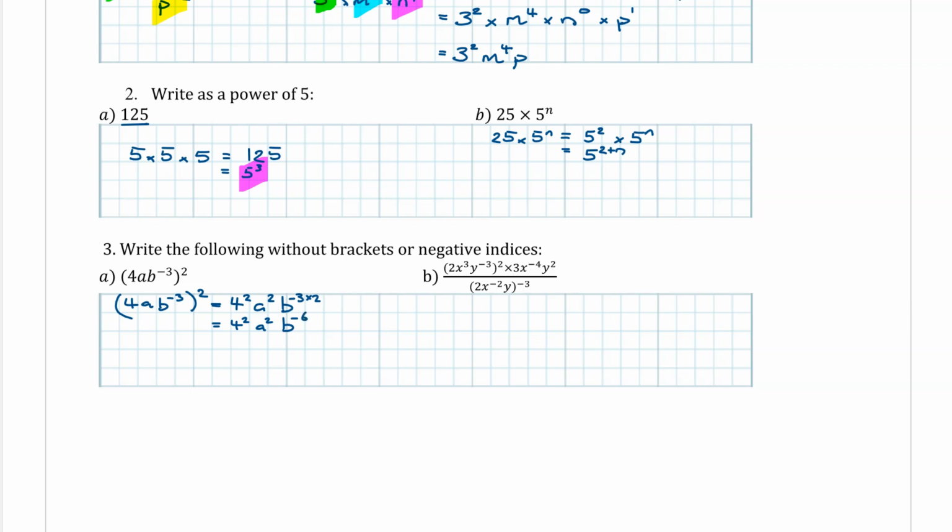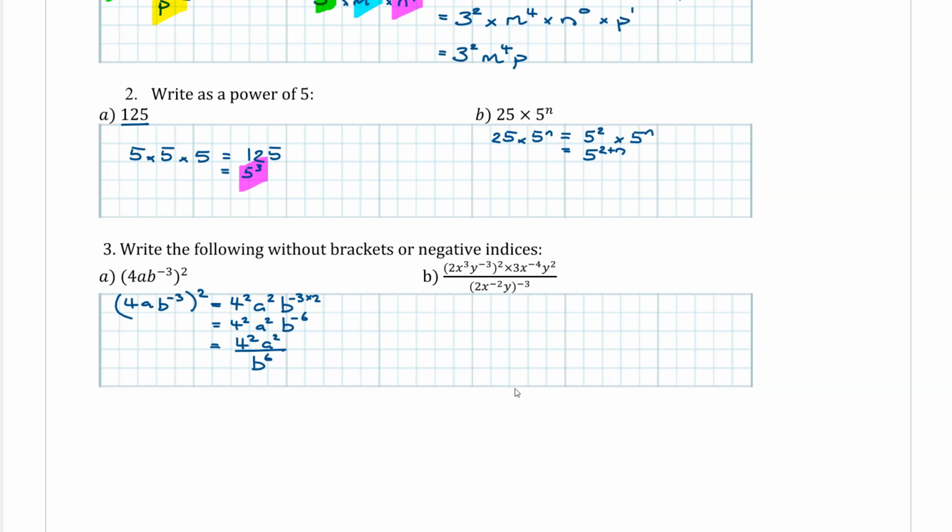Simplifying will be 4 squared, a squared, and then b to the negative 6. And the question says write the following without brackets or negative indices. So we've got to deal with this b to the negative 6. The way in which we can do it is we'll go 4 squared, a squared, all over b to the 6. So the negative in front of that b just simply means that b moves down to the denominator.